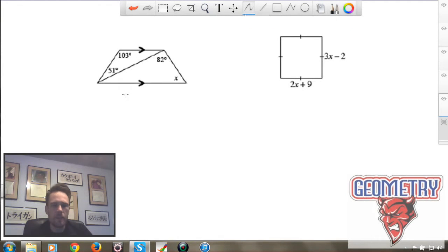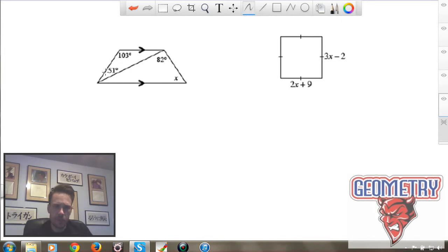We have, this is like a trapezoid, right? And so within this trapezoid, we have a diagonal of this trapezoid. And a diagonal of a trapezoid is actually just a transversal between these two parallel lines. So what I'm going to do is work my way around this triangle to see if I can get what x is.